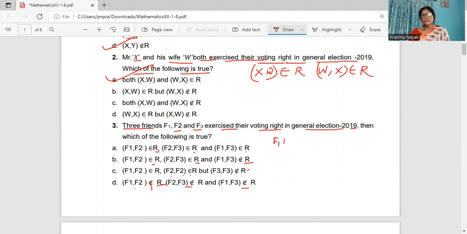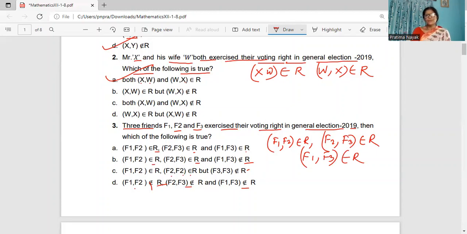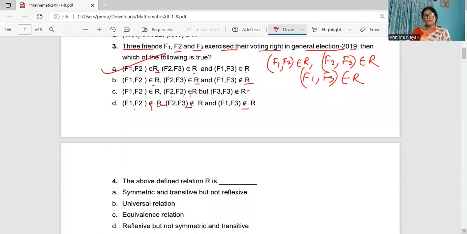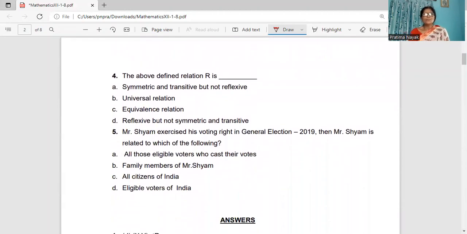So when they are casting votes, all pairs are in the relation. (F1, F2) is part of the relation, and (F2, F3) is also part of the relation. If we take the pair (F1, F3), it is also part of the relation because they have exercised their voting right. So A is the answer to this question. Next is the fourth part. The above defined relation is R, that means the relation defined in your question number 3.